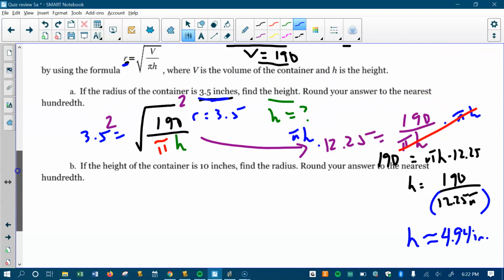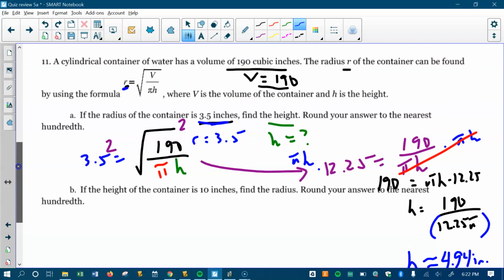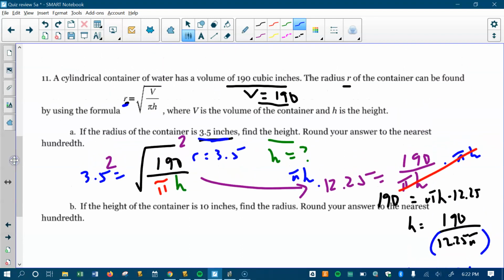Okay, now the height of the radius is 10. Find the radius. So this time the height changes. Volume is still 190. Good to know. So now we're going to do R is equal to the square root of 190 over pi. Let's do a red pi. And it looks like we have our height. Our height is 10. And that looks like we can just plug it into our calculator right away.